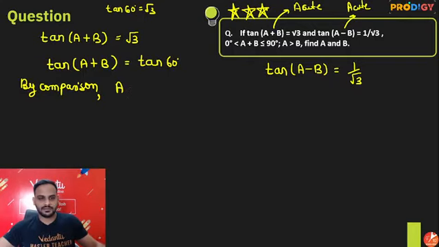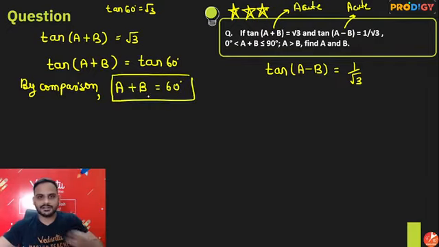By comparison I can say A plus B will be equal to 60 degree. Please don't do this, 10 to 10 got cancelled. I have not done this. Dekho, I have written very clearly, comparison. I am not doing this, 10 to 10 got cancelled. Don't do that. You will look foolish after doing that. We cannot cancel like this.